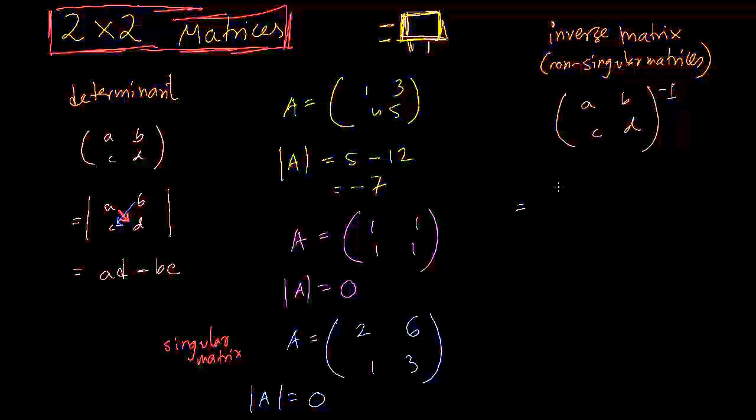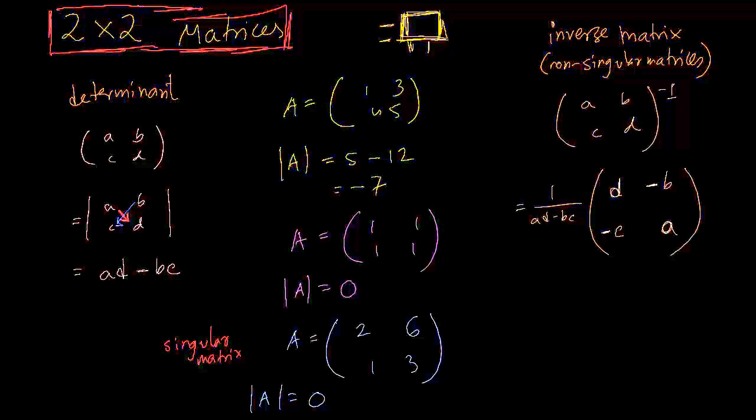So the rule is this. You take the reciprocal of the determinant, AD minus BC. Now you see if it is 0, we cannot divide a number by 0, that is undefined. So that's why if it's a singular matrix, we cannot have the inverse of that matrix. And the rest is just a trick. You change the positions of these diagonal elements. You put the D over here and the A over here. And then you change the signs of these. So these are both positive, you make it minus B and you make it minus C. So that's how you find the inverse of a matrix.